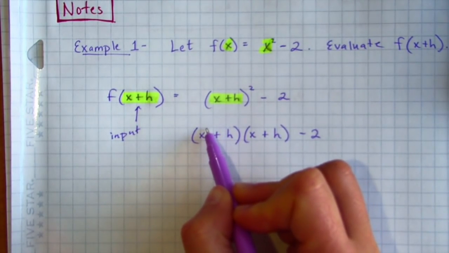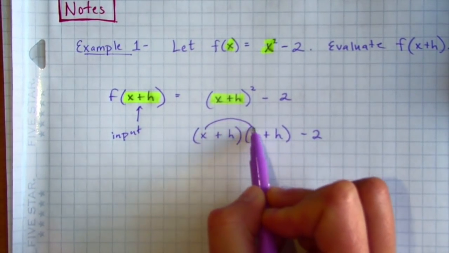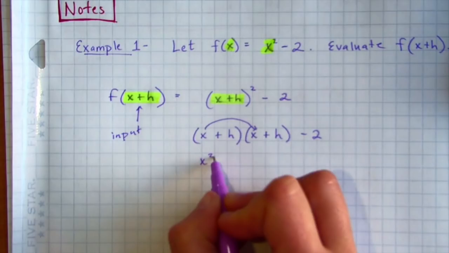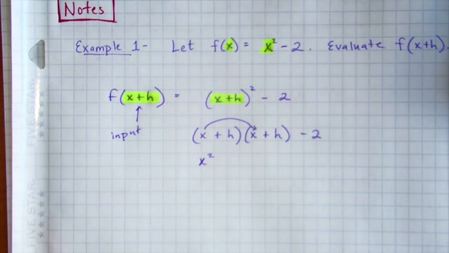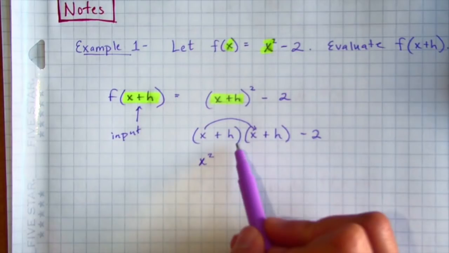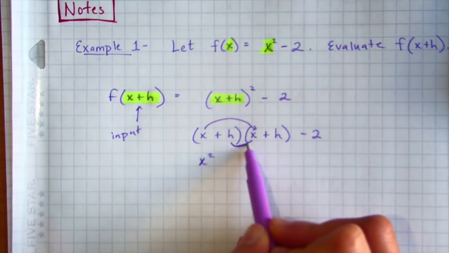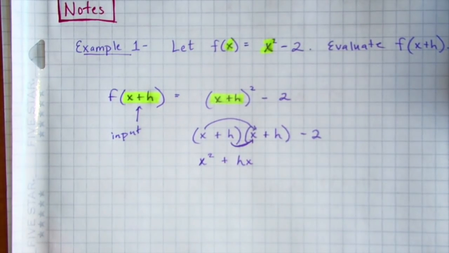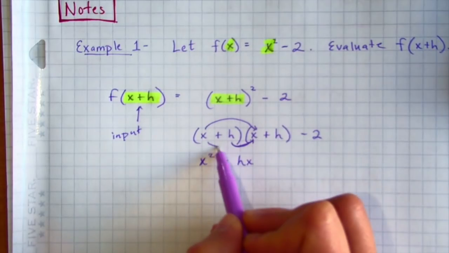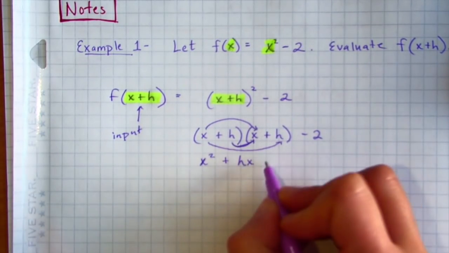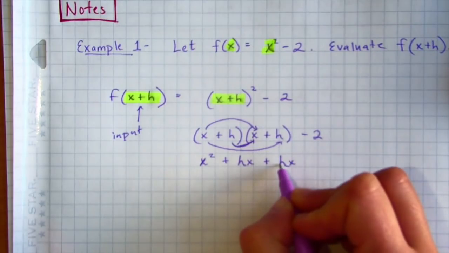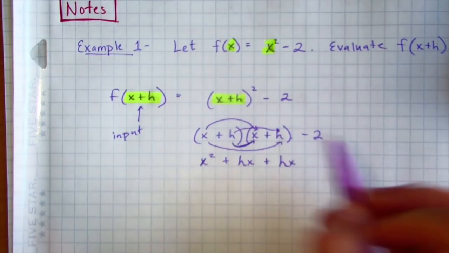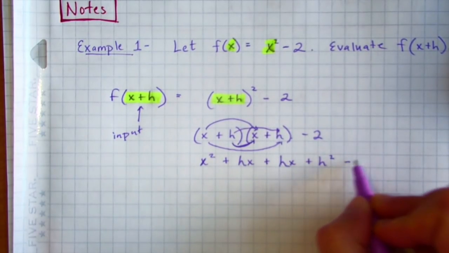So the first thing I'm going to do is multiply x times x, which is x squared. Then I'm going to go ahead and do my inside terms. So h times x would be hx. Then I'm going to go ahead and multiply my outside terms, which is going to give me another hx. And then finally, the last two terms, h times h, would be h squared, minus 2.